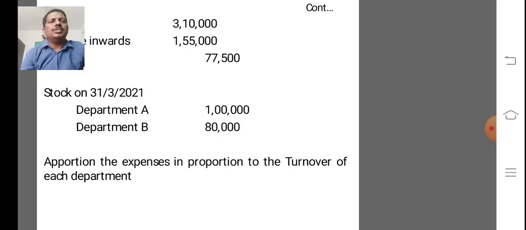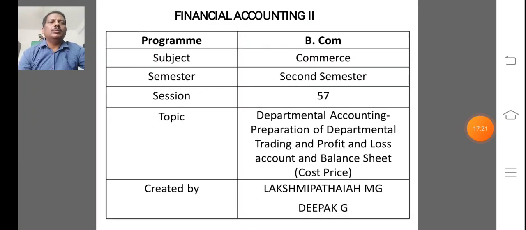So you are referring to these textbooks. In this session we worked the problem for departmental accounting, that is preparation of trading and profit and loss account, and also balance sheet by using cost price methods. So thank you very much.